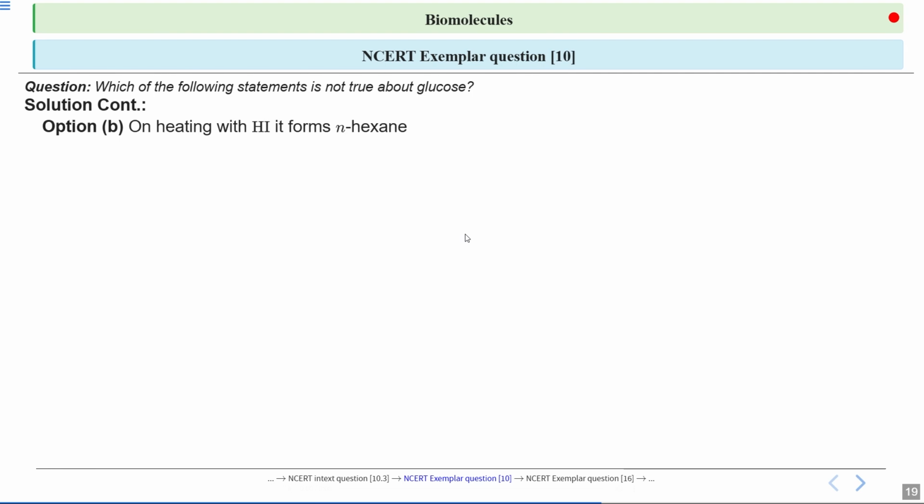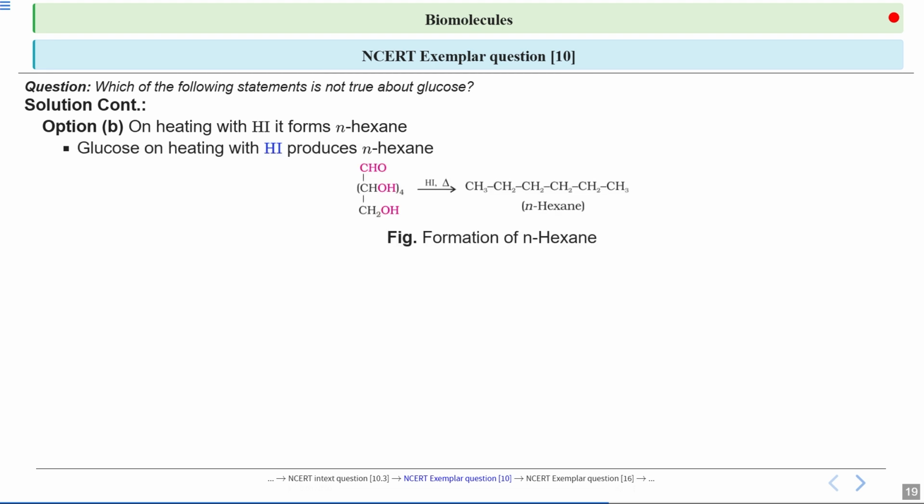Now if we see option B, on heating with HI, it forms n-hexane. This statement is also absolutely true. When glucose is heated with HI, or hydrogen iodide, it produces n-hexane. If you see, this is glucose. When you heat it with HI, it gives n-hexane. This transformation shows that the glucose molecule is converted into n-hexane. This reaction removes all the oxygen atoms from the glucose, leaving behind a simple hydrocarbon chain. So this is the formation of n-hexane.